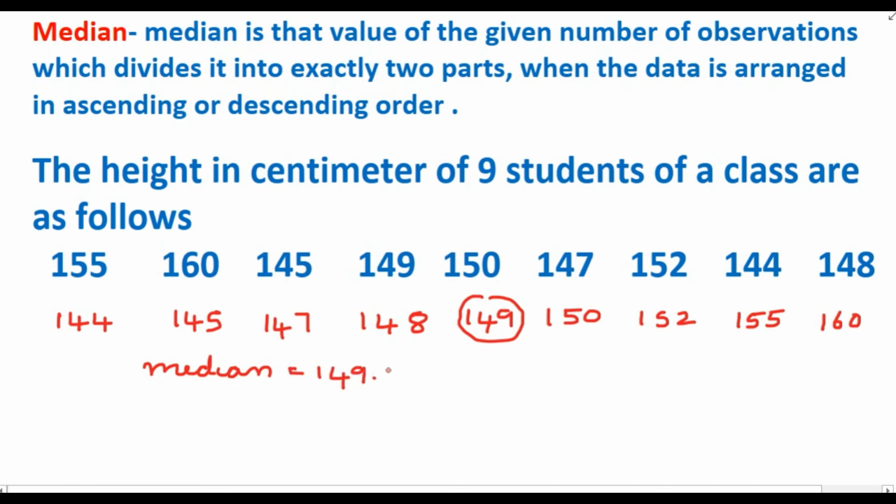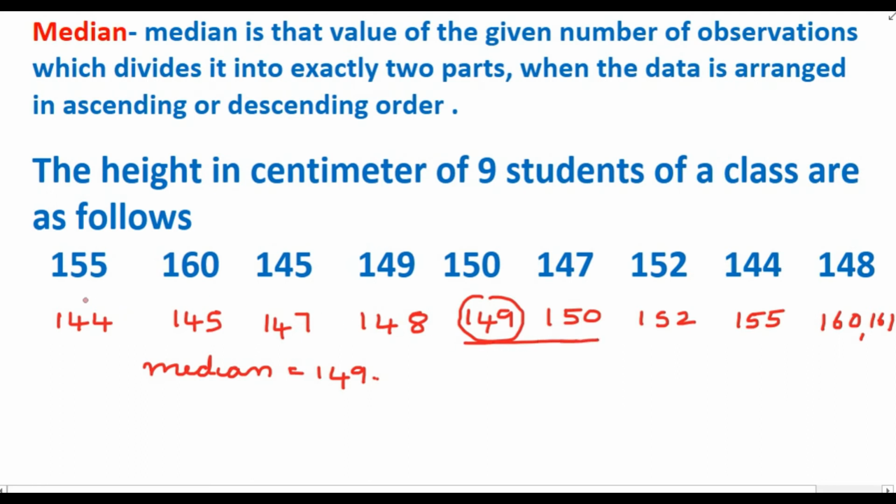Suppose a new student has got admitted in the class whose height is, let it be 161 centimeter. So one more student, 161 centimeter. Now can you say what is the median of this data? So we have actually two middle scores, 149 and 150. So how will you find the median in this case?